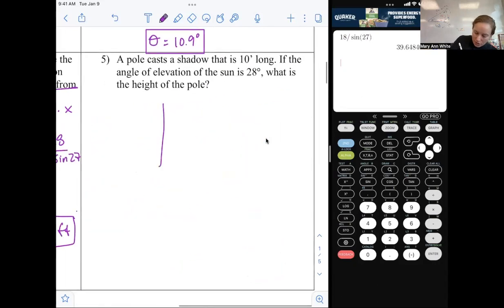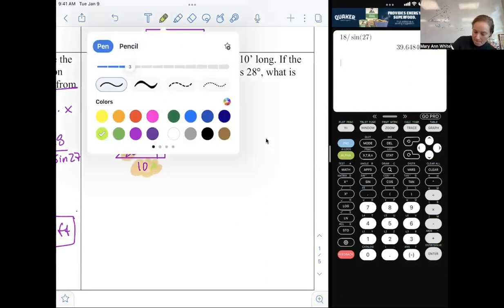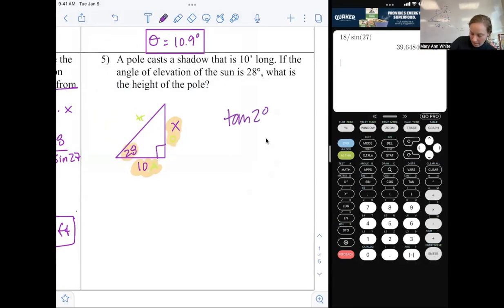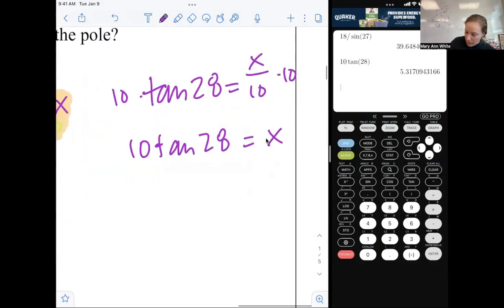All right, a pole casts a shadow that's 10 feet long. Such bad triangles. There we go. If the angle of elevation of the sun is 28, what's the height of the pole? Oh, we've got some breezy word problems here. Opposite, adjacent, hypotenuse. It's just a basic tangent. Don't make it harder than it is. X over 10. And this one's actually even easier because you just multiply by 10 on both sides. And I plug 10 tan 28 in the calculator. And I get 5.3.